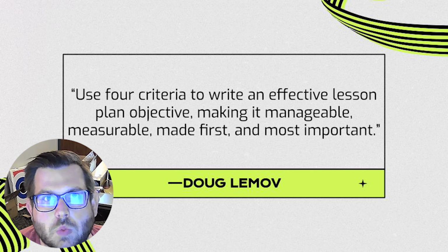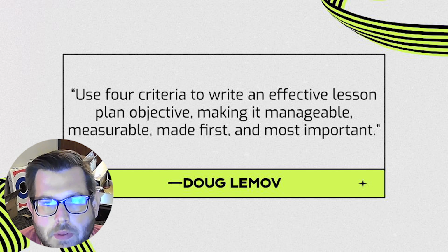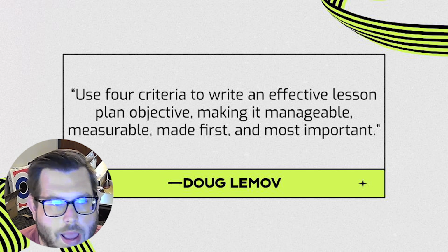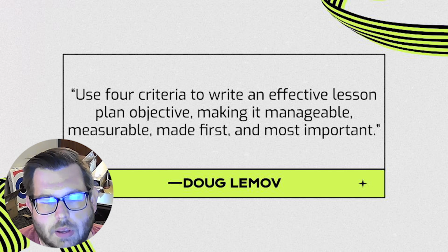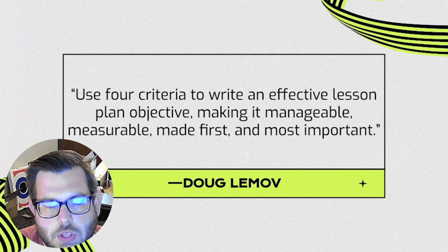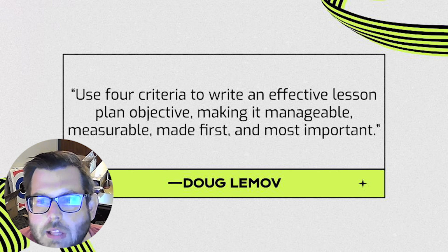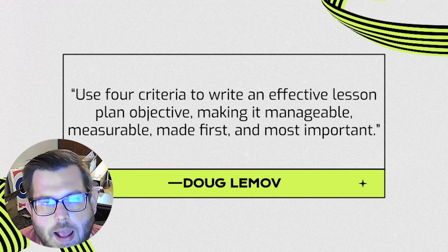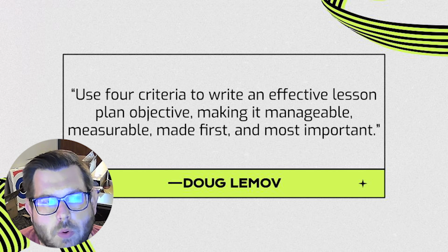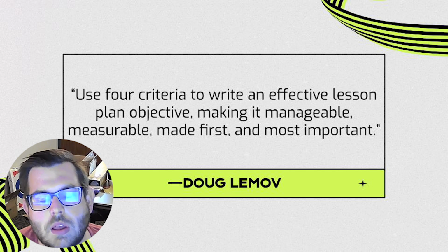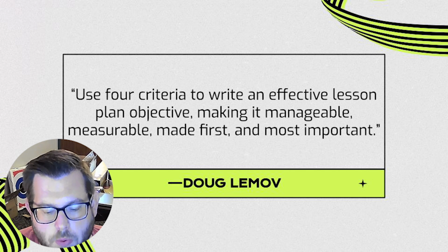Sometimes we use objectives just to have something up there for the sake of, we're told that we have to have objectives or learning targets or goals. So we just decide on something that's closely aligned to what we're doing, and it's more of an afterthought. But if we can measure our success using the 4 M's, then we know that every lesson that we teach, every unit that we plan out is going to be rigorous, it's going to require students to learn, and it's going to be important. So the 4 M's are broken down into manageable, measurable, made first, and most important.